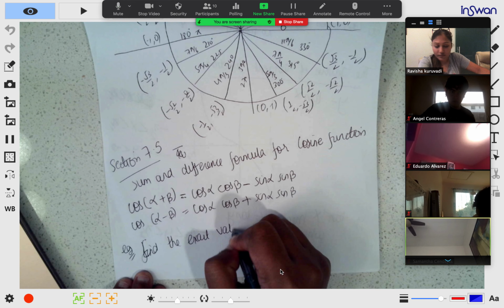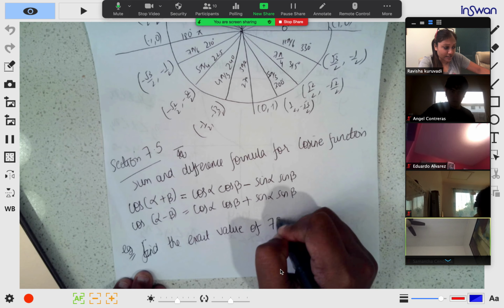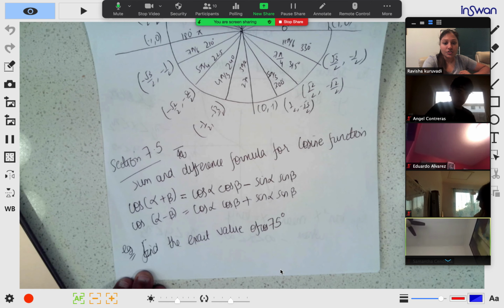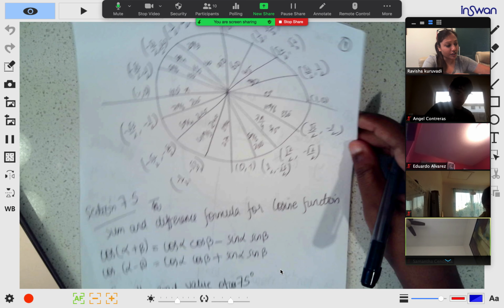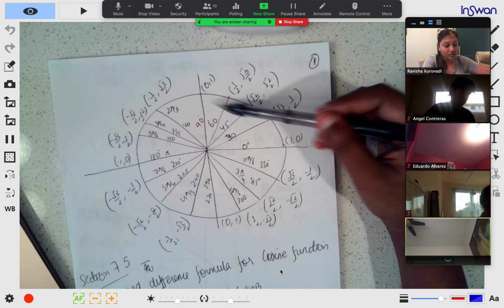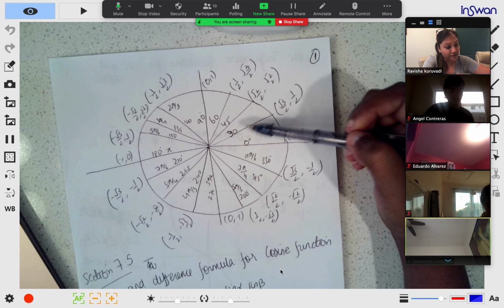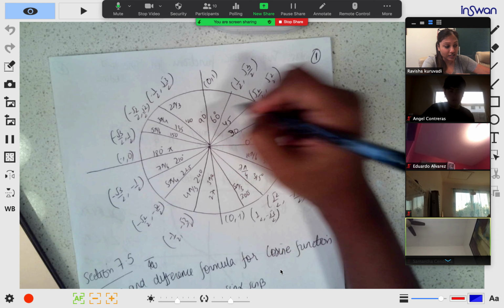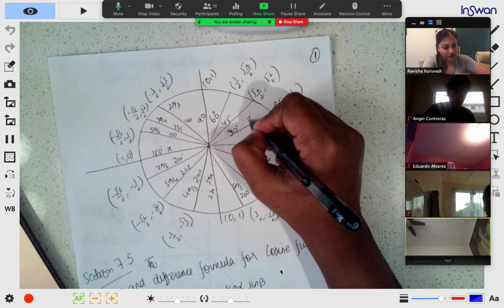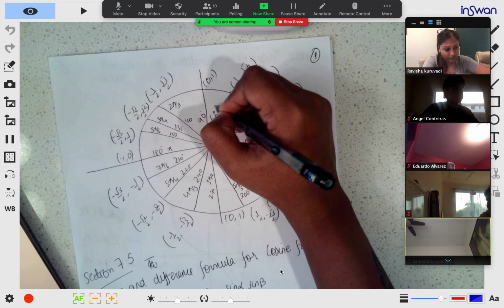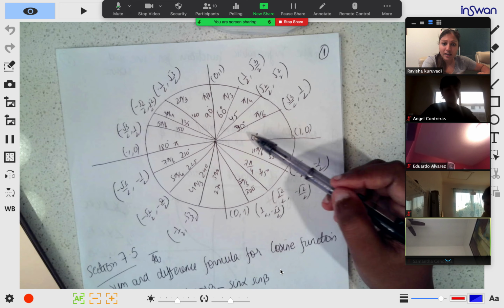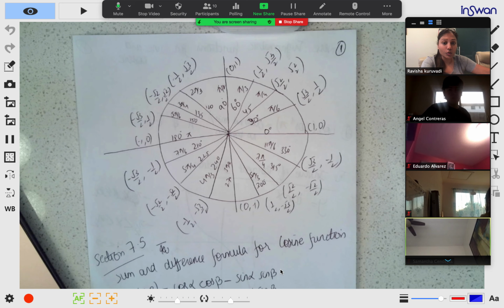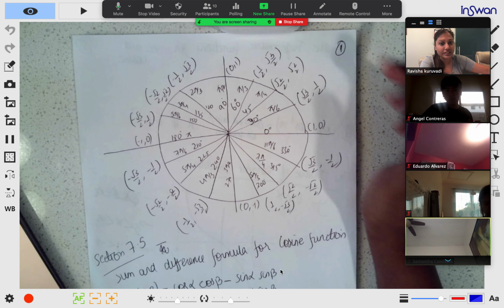Value of 75 degrees, cosine 75 degrees. So you need to find what is cosine 75 degrees. If you look here in this table, initially I have 30, 45, 60, which is basically pi by 6, pi by 4 and pi by 3 and then pi by 2. I mean, I have these things 30, 45 and 60. I don't have 75. I don't know what 75 is, but I need to find it.